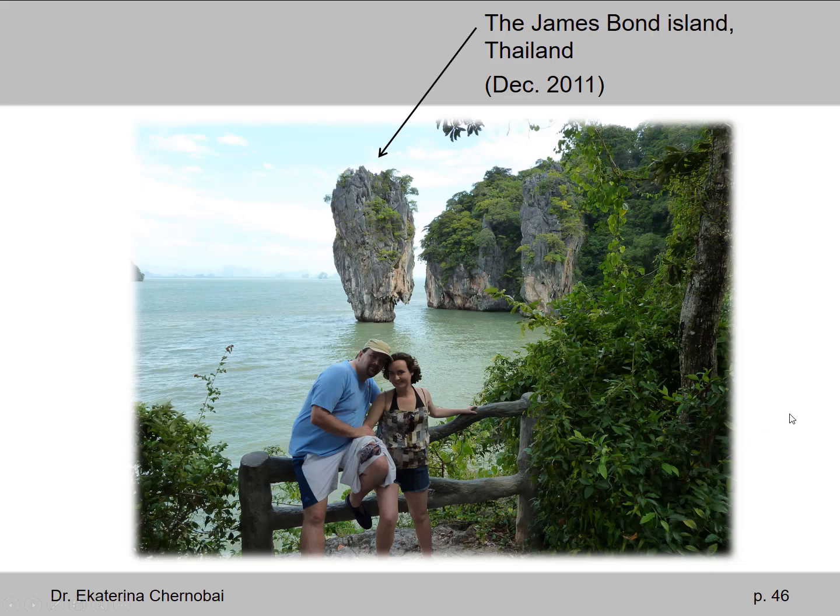And to finish Chapter 7 on bonds, this is the James Bond Island. It's in Thailand. I traveled there in December 2011. This is me right here. And I saw this very famous island. I think it appeared in actually a lot of movies, but in particular in one of the movies with James Bond. And that's where this informal name came from.